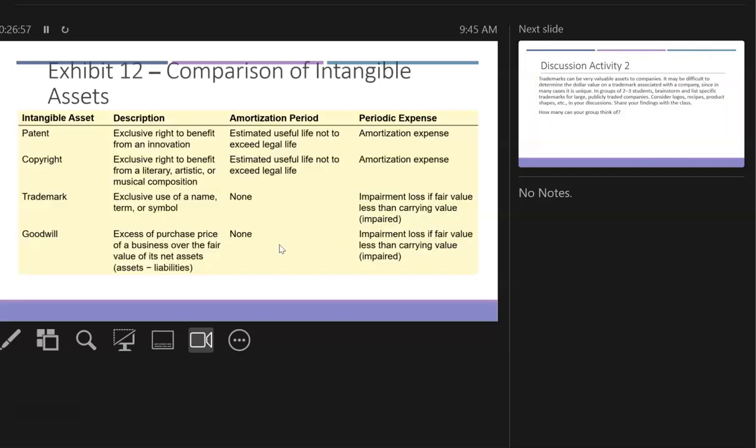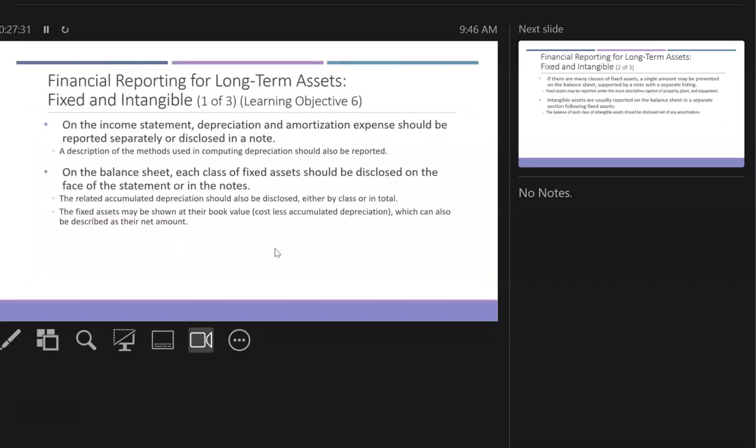In this scenario, these are the four most common intangible assets: patents, copyrights, trademarks, and goodwill. Patents and copyrights can be amortized. Trademarks and goodwill will never be amortized. And know that primarily for goodwill, there can be an impairment loss if the fair value is less than the carrying value. Just know that. We're not going to worry about the calculations.